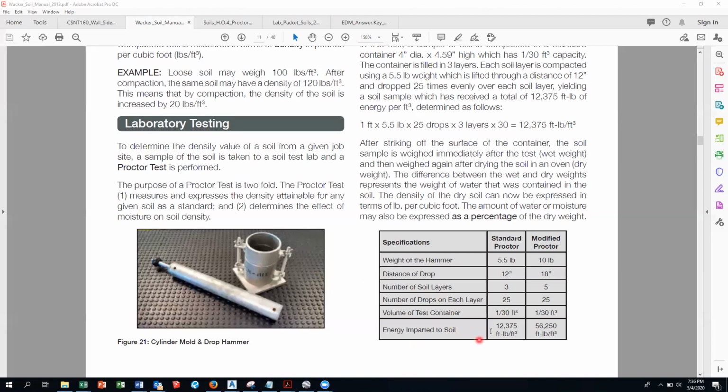The volume of the Proctor mold is 1/30th of a cubic foot. In other words, how many of these would it take to make 1 cubic foot? If one of those is 1/30th of a cubic foot, 30. 30. And if you remember that, it's going to make the math easy on a test.